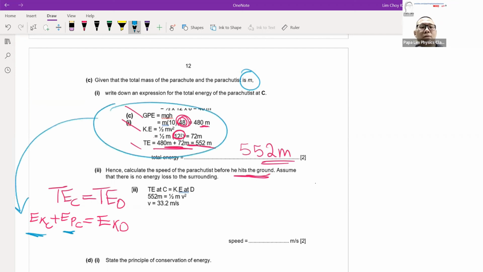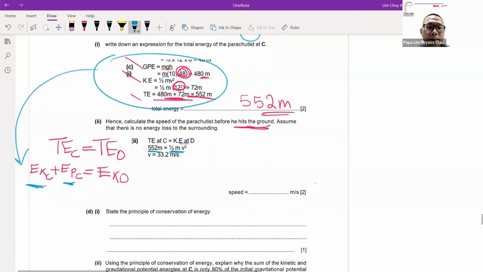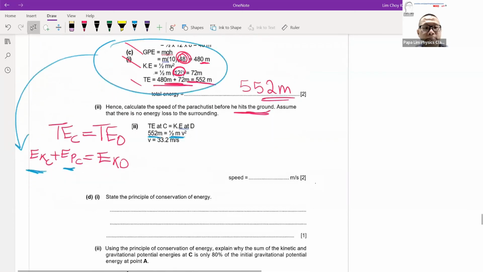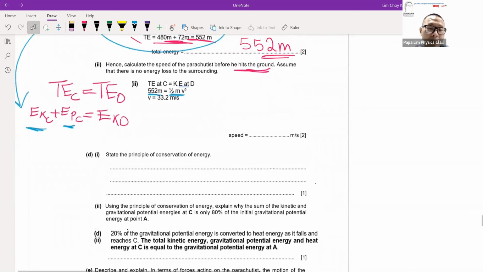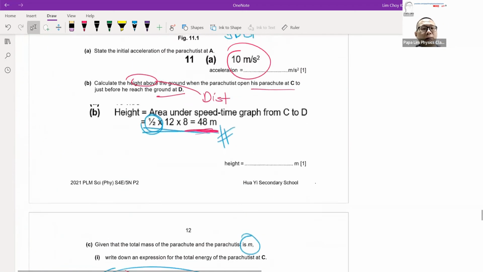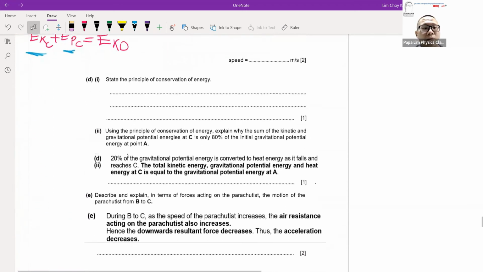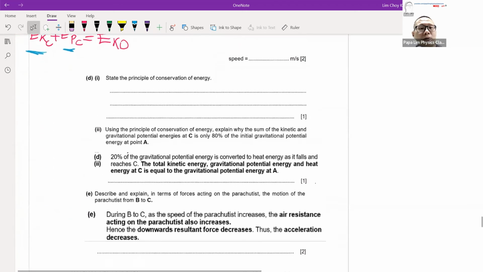So you have this formula: 552M equals half mv squared. You do a simplification and you get the answer 333.2 meters per second. Quite easily done, I would say. Just remember to see the graphs. In this question, part C and part B actually require you to read from the graph and infer the value from the graph. Next, state the principle of conservation of energy.